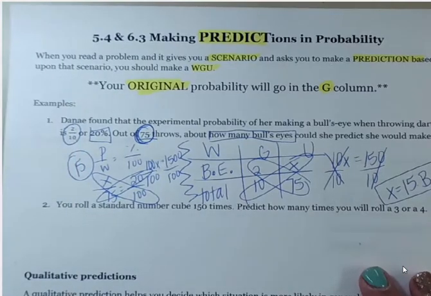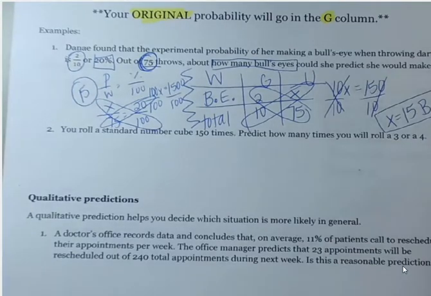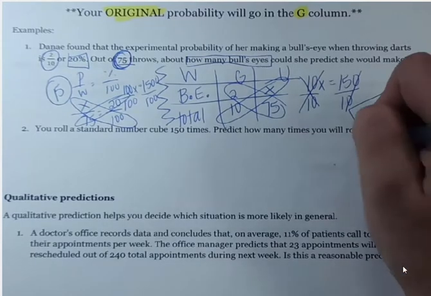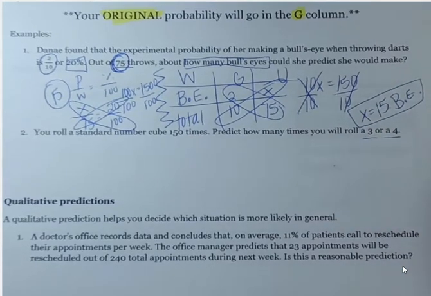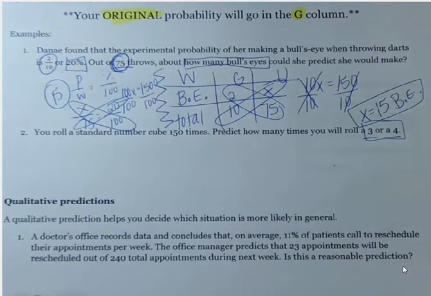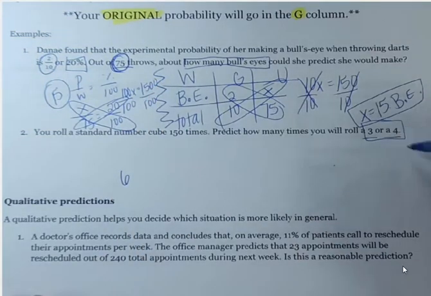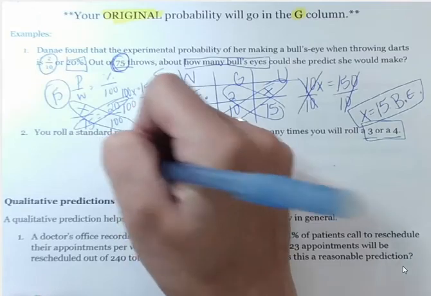Alright, the next one, you roll a standard number cube, that's just a dice, 150 times. Predict how many times you'll roll a 3 or a 4. Well, first of all, you need to find your original probability. Your original probability is not given to you, so you have to find it. Well, I want to know if I just roll a dice once, what's the probability of me rolling a 3 or a 4? Well, there's 6 total options, right? And how many are 3 and 4? Hopefully you said 2. So look, now we have our original probability.